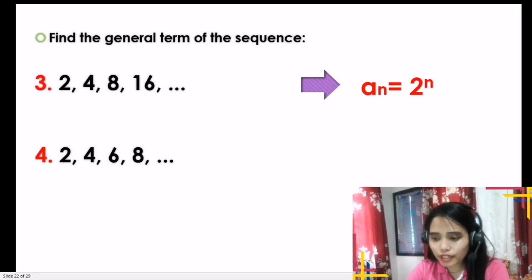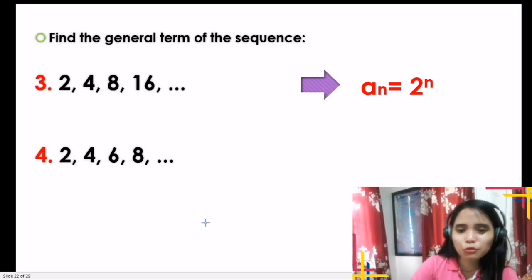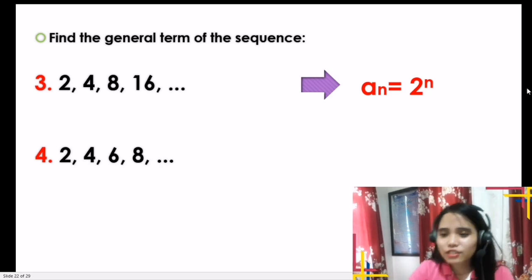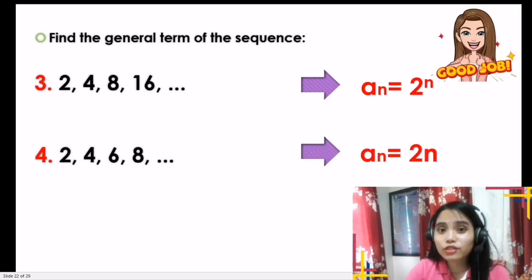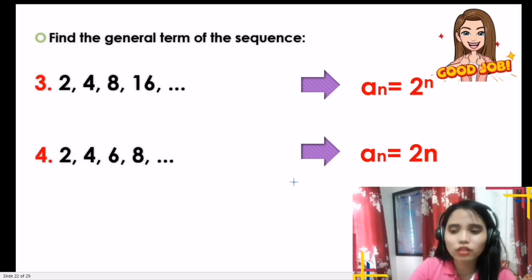So, what could be our pattern here? Sige daw, try to solve on your notebooks. Okay? Ano kayang pattern dyan? That's right. The pattern here is we will just multiply 2 by the n or by the n ng mga different sequences. So, sabi dyan, 2n. So, let's check.